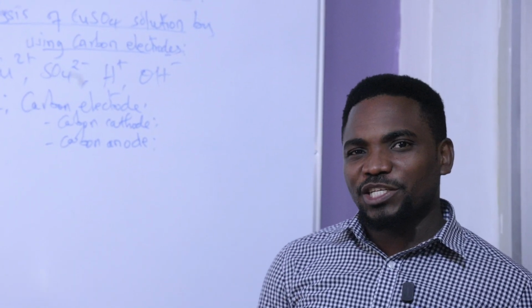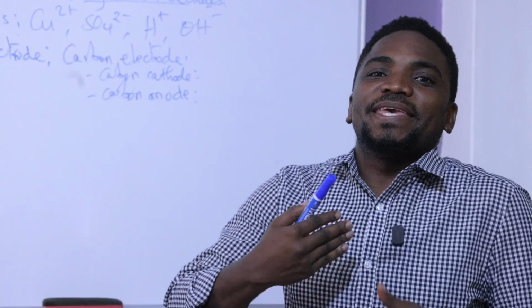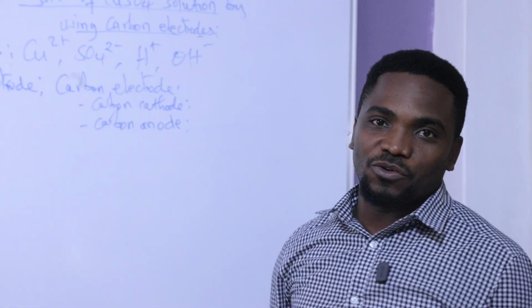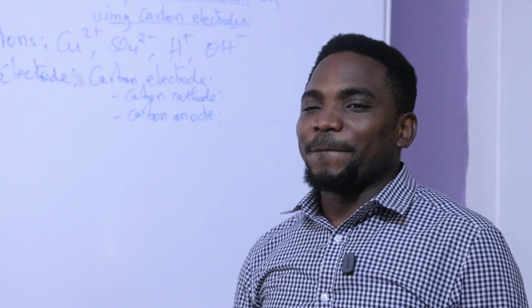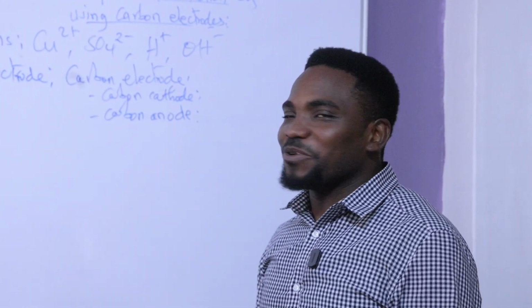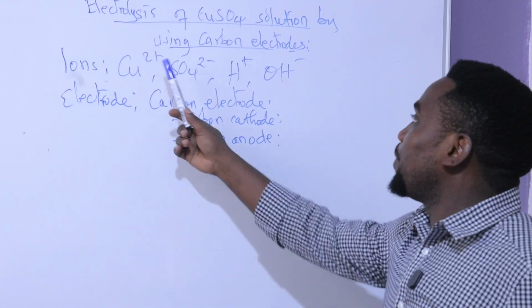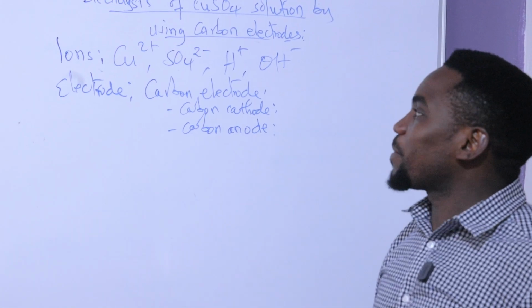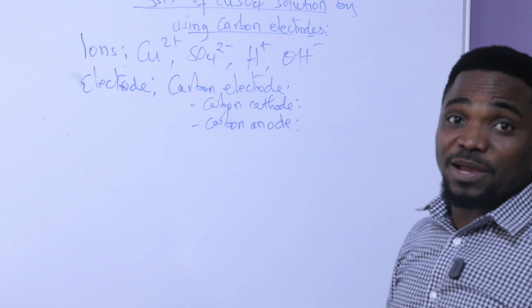Sasa nataka nikufundishe maswali yapi yanakuja mara nyingi kwenye hiki kitu ambacho kiko hapa. Which questions mostly come from this concept? Maswali ambayo utaulizwa hapa. Swali la kwanza ambalo utaulizwa, unaweza kuulizwa the ions formed. Ions zipi zimekuwa formed? Nimekwambia ni hizo tumemaliza. Electrode gani iliyotumika hapo? Nimekwambia tayari, it's carbon electrode.